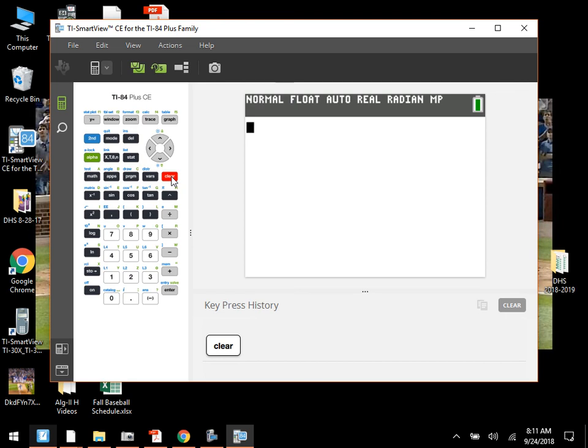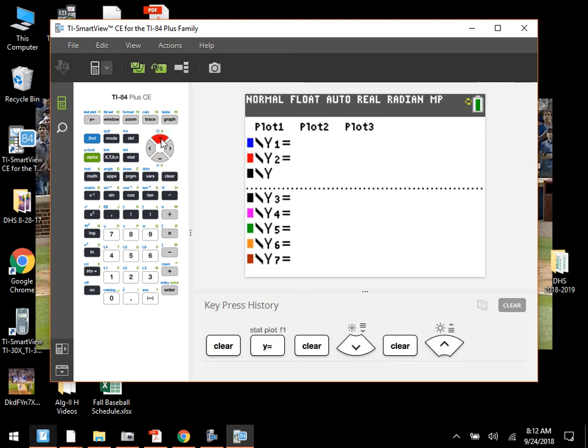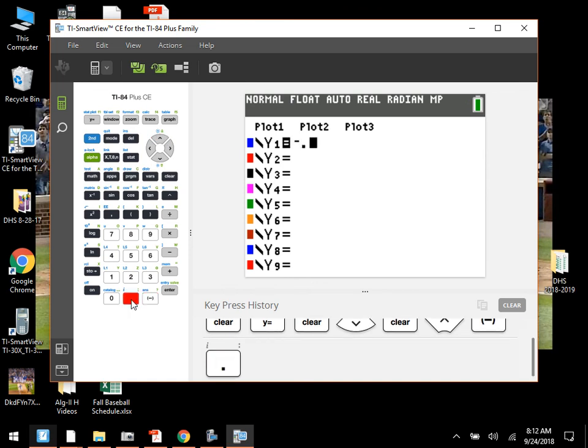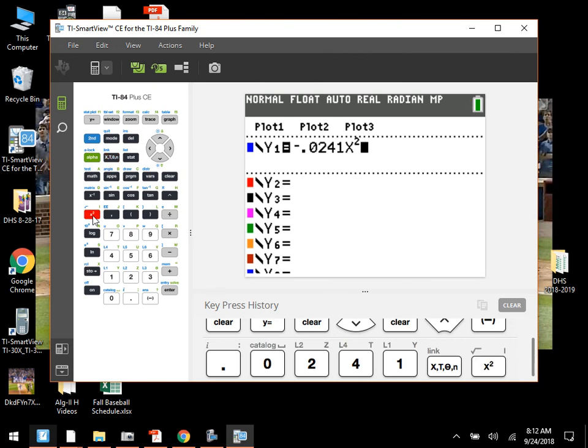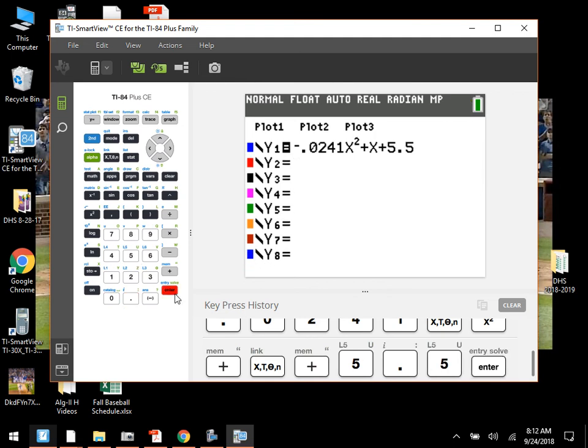Go to the y equals and let's type that in. It was negative 0.0241 x squared plus x plus 5.5. Okay? It says x. Okay? That's okay. You have to change our windows now.